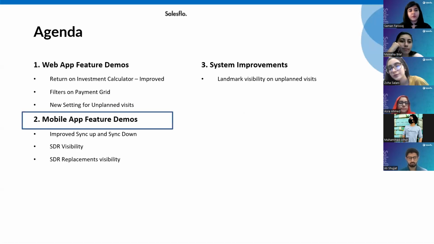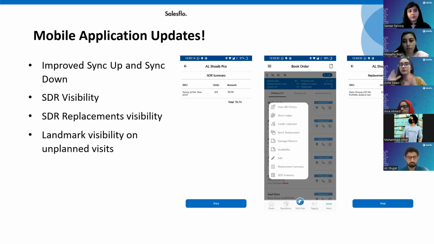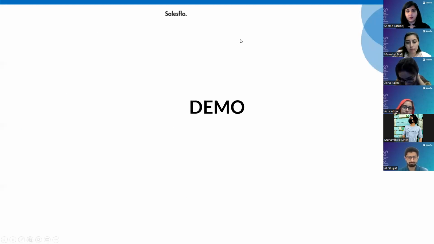So moving on to the next part of our agenda, we'll be talking about mobile application features. There are 3 features that we worked on: one is the improved sync up and sync down time, then STR visibility and STR replacements, and then landmark visibility on unplanned visits. We'll be giving you a demo of all these mobile application features, and Ali will be heading the demo. So over to you, Ali.